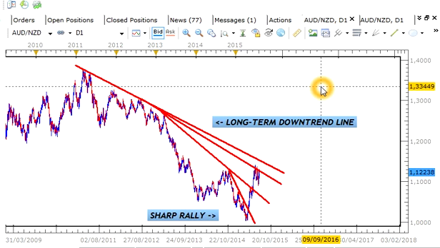And we're taking a quick look at the situation on the Aussie Kiwi dollar. Basically going to be seeing if there are any opportunities for us in this very interesting currency pair.